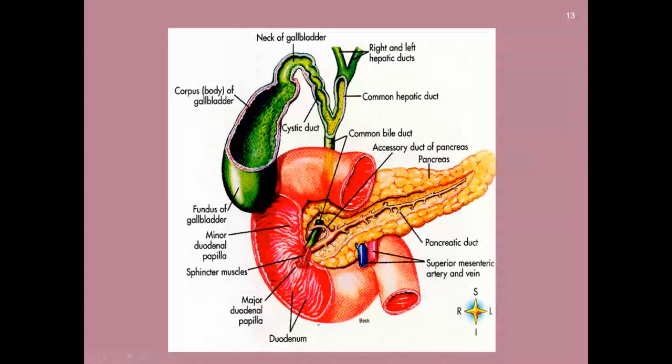So here's just a lot of drawings in here to help you see. The head sits in the C loop of the duodenum here. You have your gallbladder, your biliary apparatus joining with this main pancreatic duct. Okay.